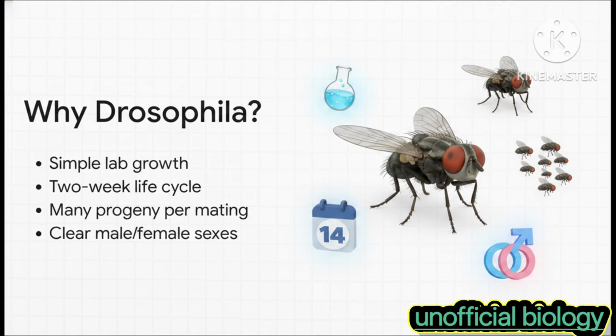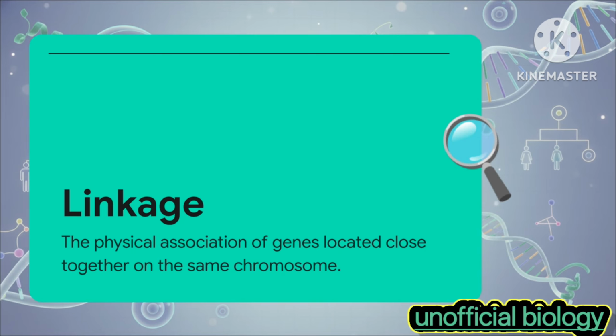Honestly, if you've ever left a ripe banana out on your kitchen counter for a day too long, you already know firsthand just how incredibly fast these flies multiply. Through observing these flies, Morgan noticed something kind of strange. Certain traits didn't sort independently at all.